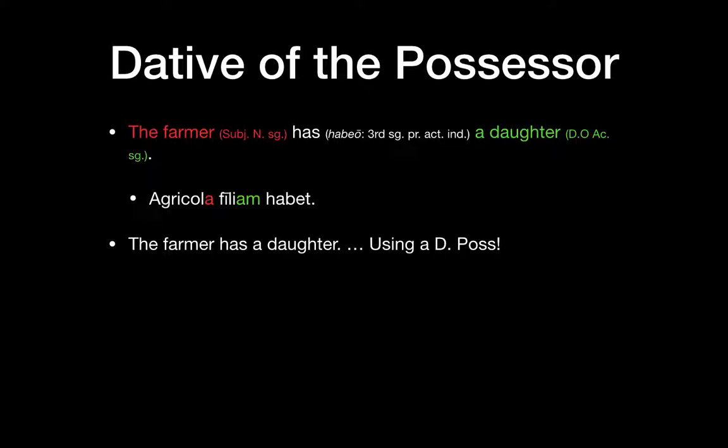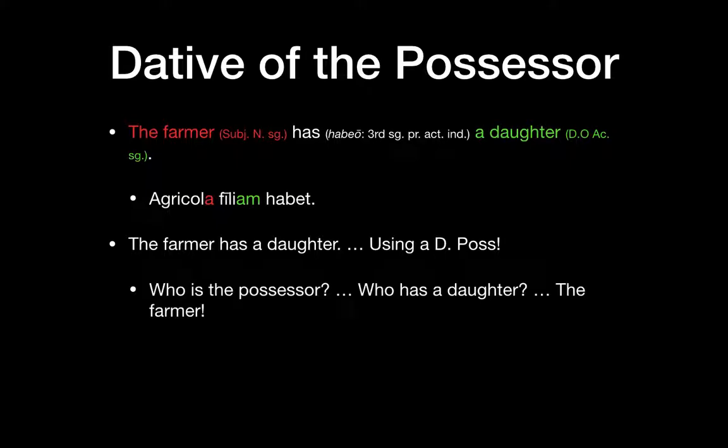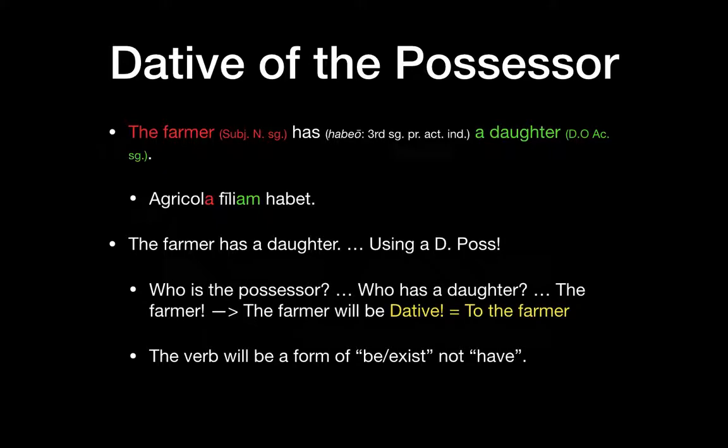Subject, object, verb is the preferred word order. Now try the farmer has a daughter using a dative of the possessor. Ask yourself the following questions. Who is the possessor? Or in this case, who has a daughter? Answer, the farmer has a daughter. So the farmer is going to be the possessor. The farmer will be dative. So it'll translate to something like, to the farmer.